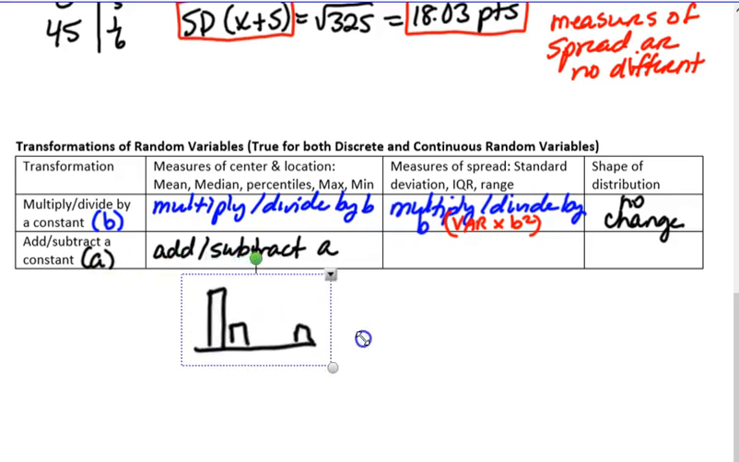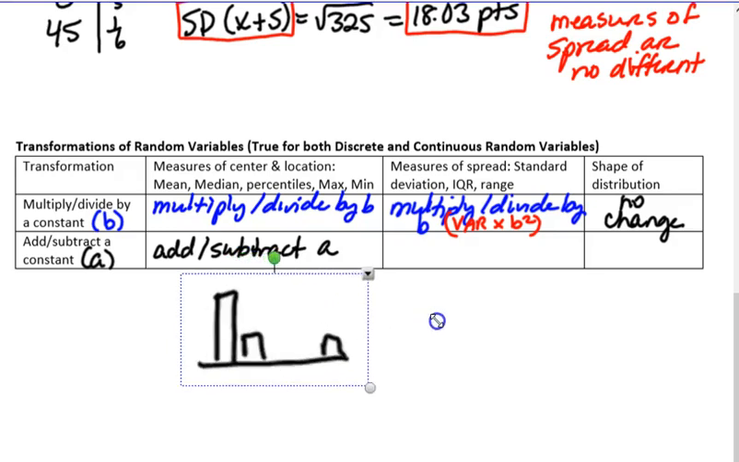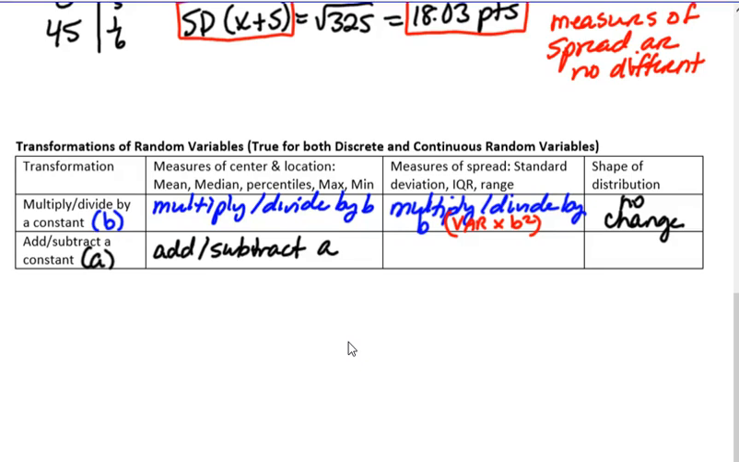But if I were to stretch it, let's see if I can stretch it. Well, that isn't a good example. I wanted to see if I could just stretch it sideways without making it bigger, but that doesn't actually work on here, so never mind on that. But the measures of spread do not change when we add or subtract. We just shift left or right. So there's no change here and no change here.